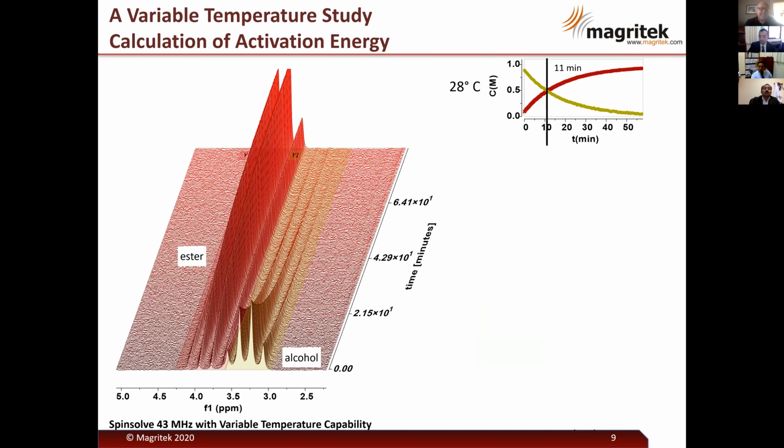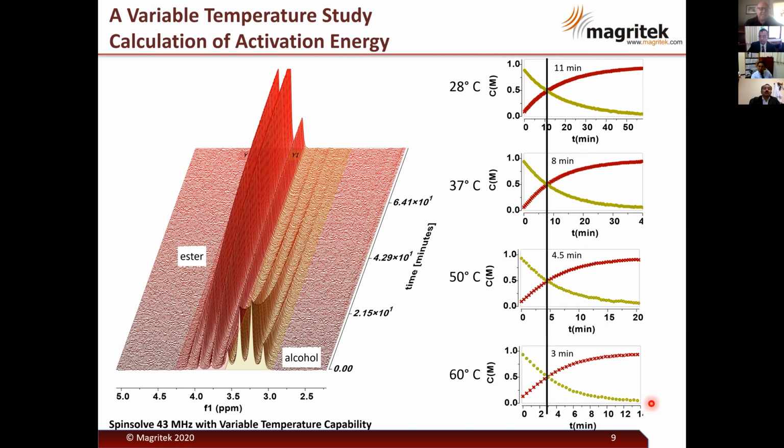As the temperature increased from 28 Celsius to 60 Celsius, you can see that the rate of the reaction also increased. We can see the point where the concentrations of product and reactant are equal on this black vertical line here. As the temperature increases, we can see that point appear sooner in the reaction progress, again signaling that the reaction rate is increasing.